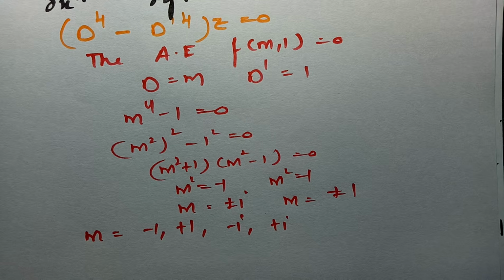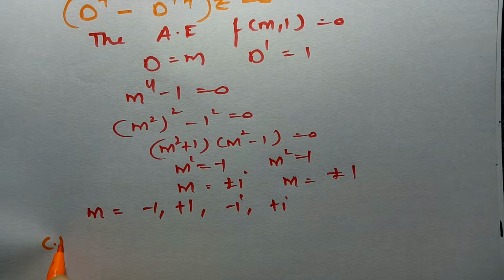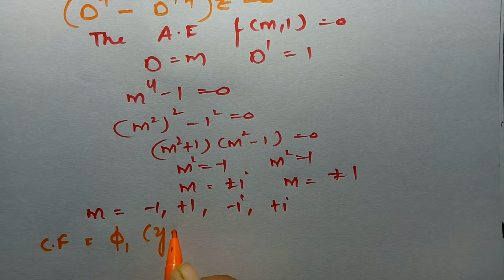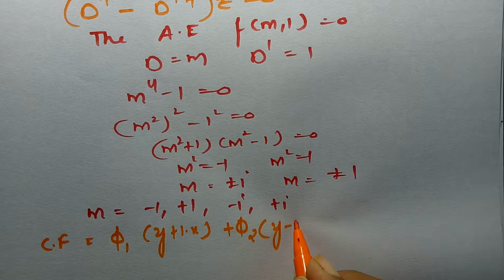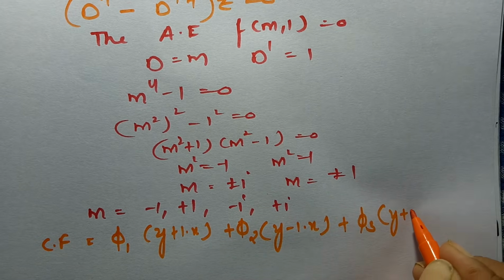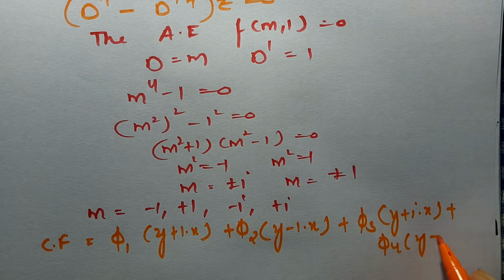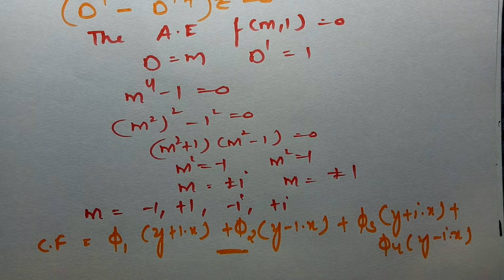Therefore the CF can be written as: the complementary function for this is phi 1 of (y plus 1 into x) plus phi 2 of (y minus 1 into x) plus phi 3 of (y plus i into x) plus phi 4 of (y minus i into x). So this is the complementary function.